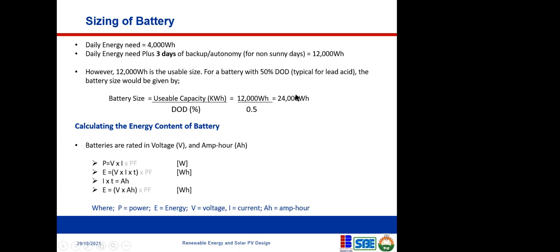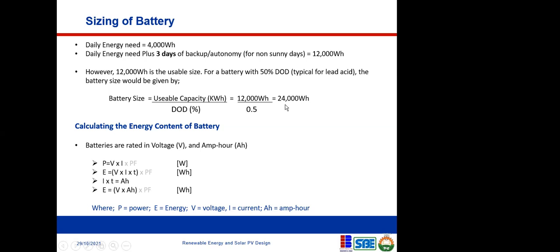You can't see that in a battery. So how do you relate this watt hour with the things you see on your battery? That's the essence of this. Batteries are rated in voltage and amp hour. This is what you're going to see on your battery. So how do you convert this voltage and amp hour into watt hour?